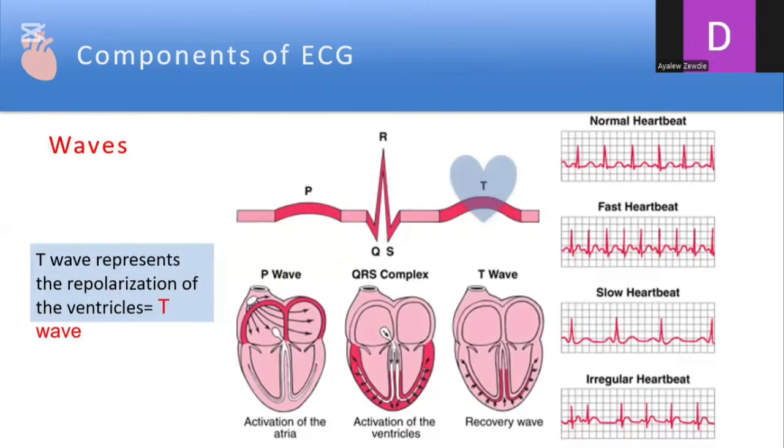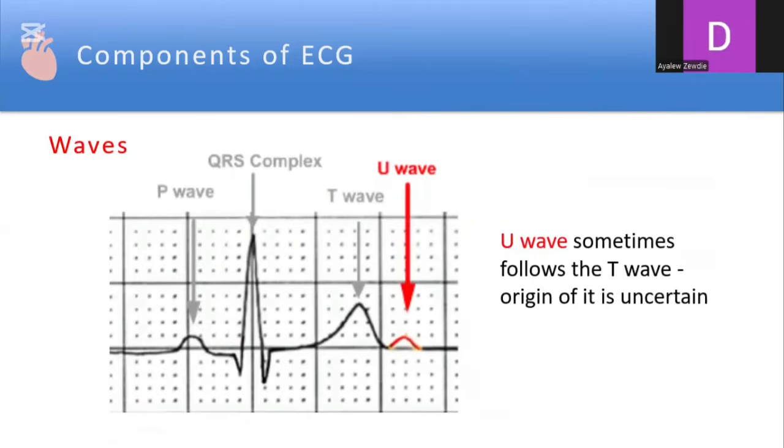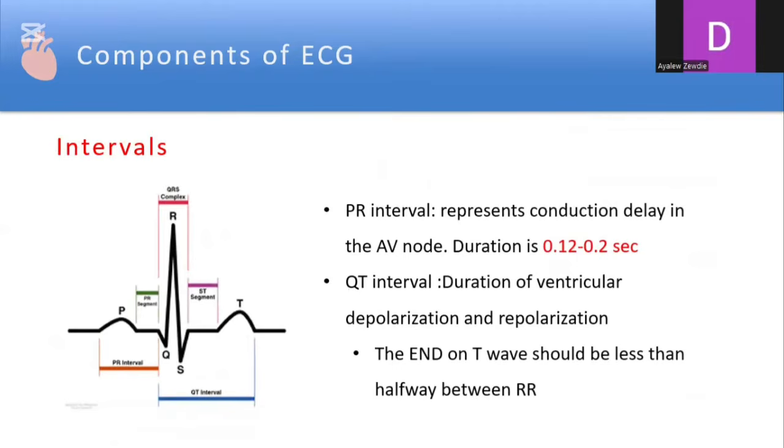The next wave is the T wave, which tells you about the repolarization of the ventricles. Sometimes you will have a U wave, whose origin is uncertain and which could be seen in a patient with hypokalemia. Intervals: the PR interval represents the conduction delay at the AV node, which should be less than 5 small boxes or 0.2 second. The QT interval is the whole duration of ventricular depolarization and repolarization. The end of the T wave should be less than halfway to the next RR. So you can say then the QT is normal.